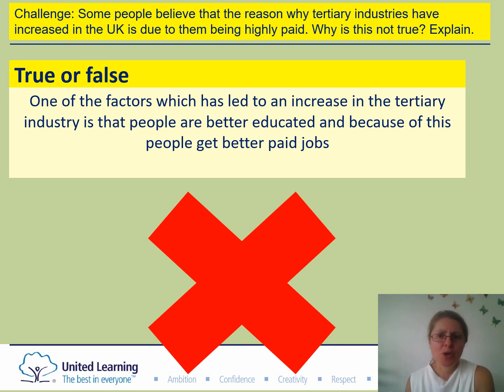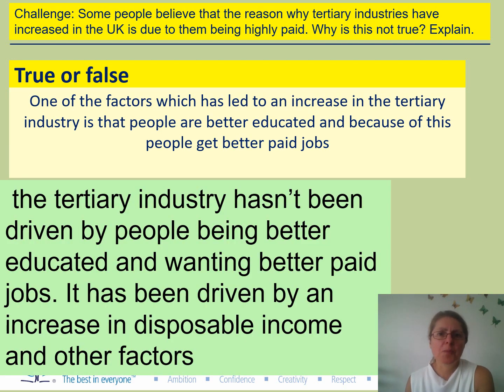It's not true. Although there are many well-paid jobs in the tertiary industry, there are also many low-paid jobs, for example in fast food outlets or shop assistants. You do not have to have significant qualifications to do these jobs. So it's really important that you understand that tertiary industry hasn't been driven by people being better educated and wanting better jobs. It's been driven by an increase in disposable income and other factors.